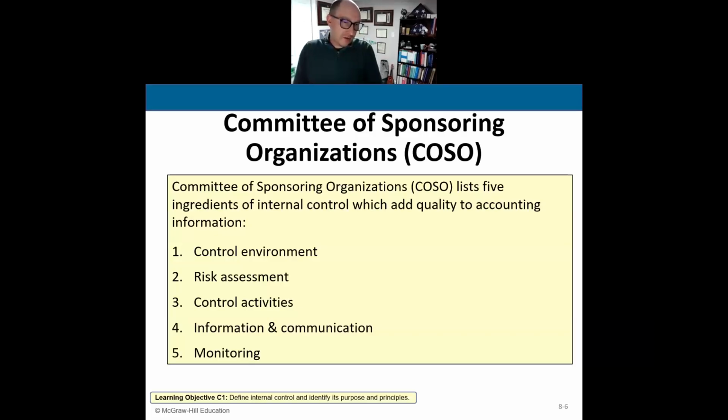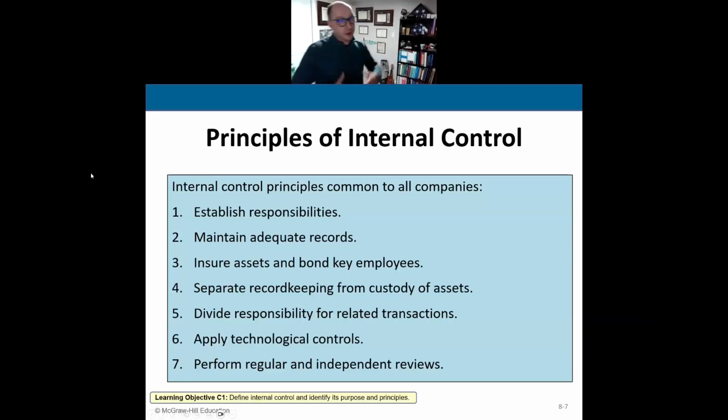The fourth component is information and communication, where we have reports to both internal and external parties. Internal employees, external, the media, the customers, the government, etc. And the fifth component of the COSO framework is monitoring. This is a regular review on the adequacies of our internal control policies and practices. So that's the framework. So we have the framework from COSO.